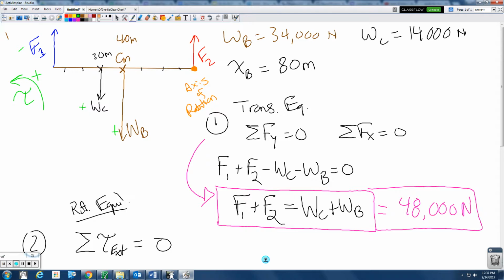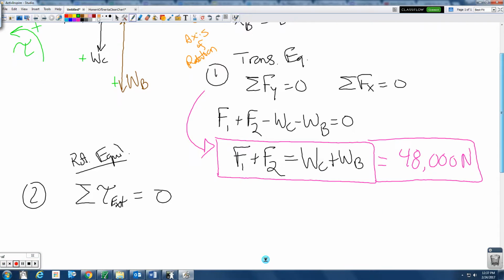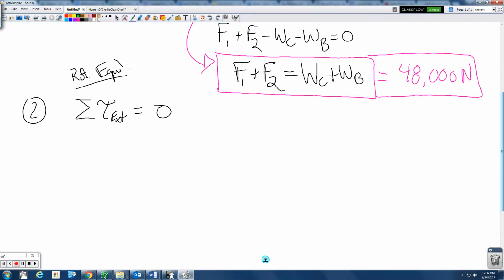Up is positive, down is negative for translation. Counterclockwise is positive, clockwise negative for rotation. So I have a positive torque produced by WC. I'll start with my positives.